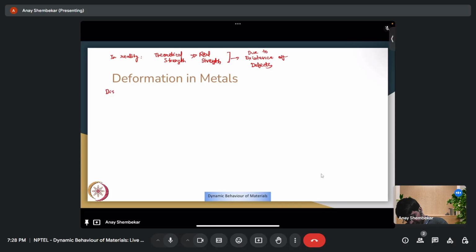The defect that we are interested in here is the dislocation, which is basically a line defect corresponding to a change in atomic alignment. Typically, you could have either an edge or a screw dislocation. So for the edge dislocation, I have to draw it something like this.